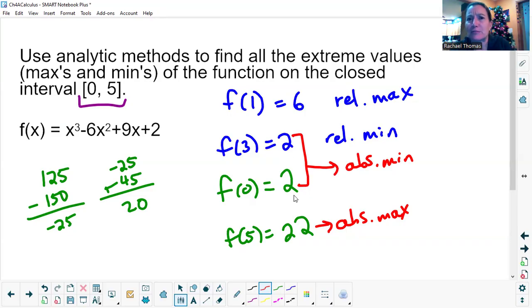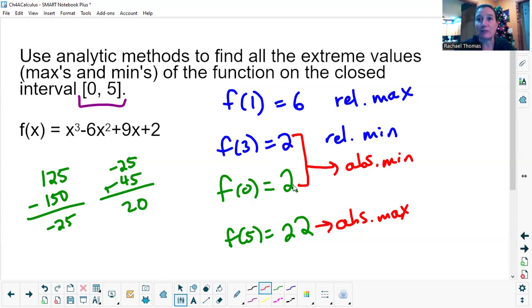Are there two absolute minima? No. The absolute minimum of this function is 2. The absolute minimum value attained by this function on its domain is 2. It occurs twice. It occurs where x equals 0 and x equals 3, but that's not what I ask.